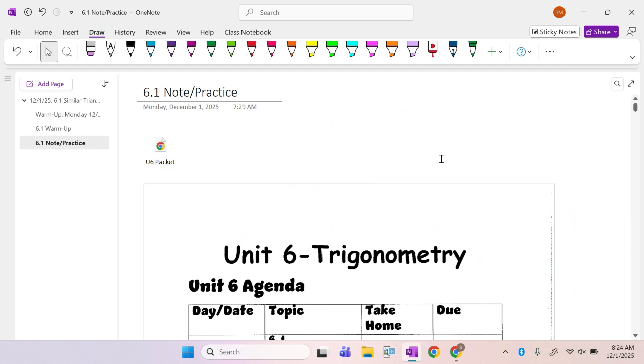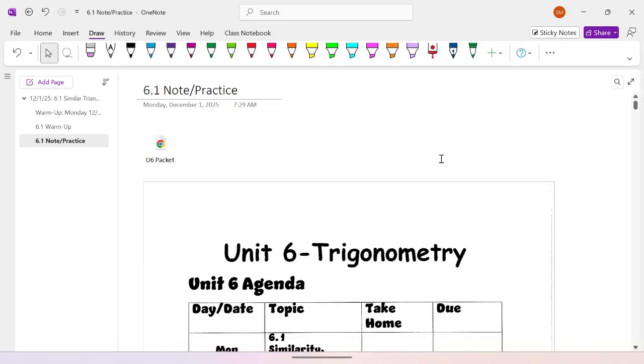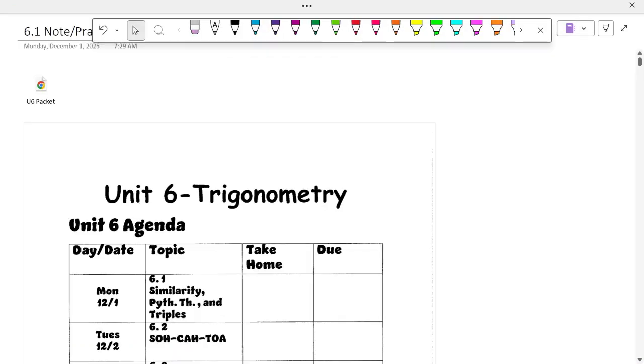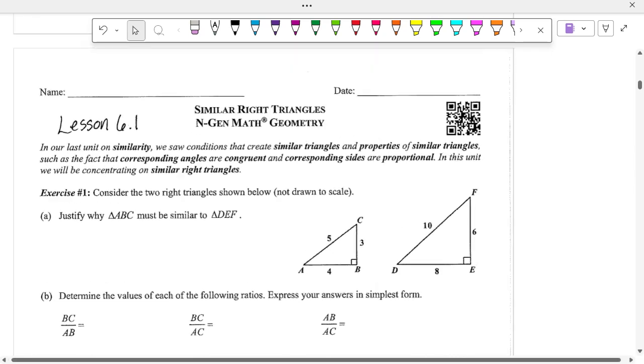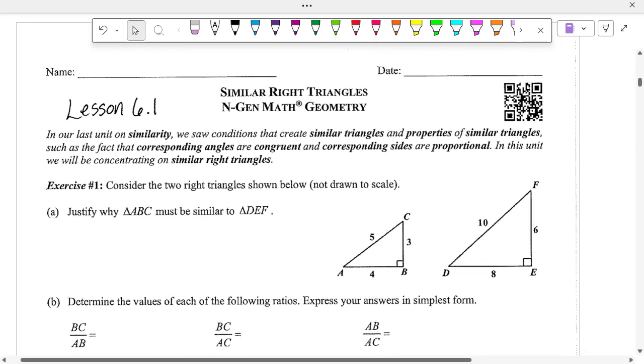All right, so first things first, before we can talk about trig and how it affects right triangles, we first need to talk about similar right triangles. All right, now, way back in Unit 2, we talked about similar triangles. So what's the difference between similar triangles and congruent triangles? Who remembers?